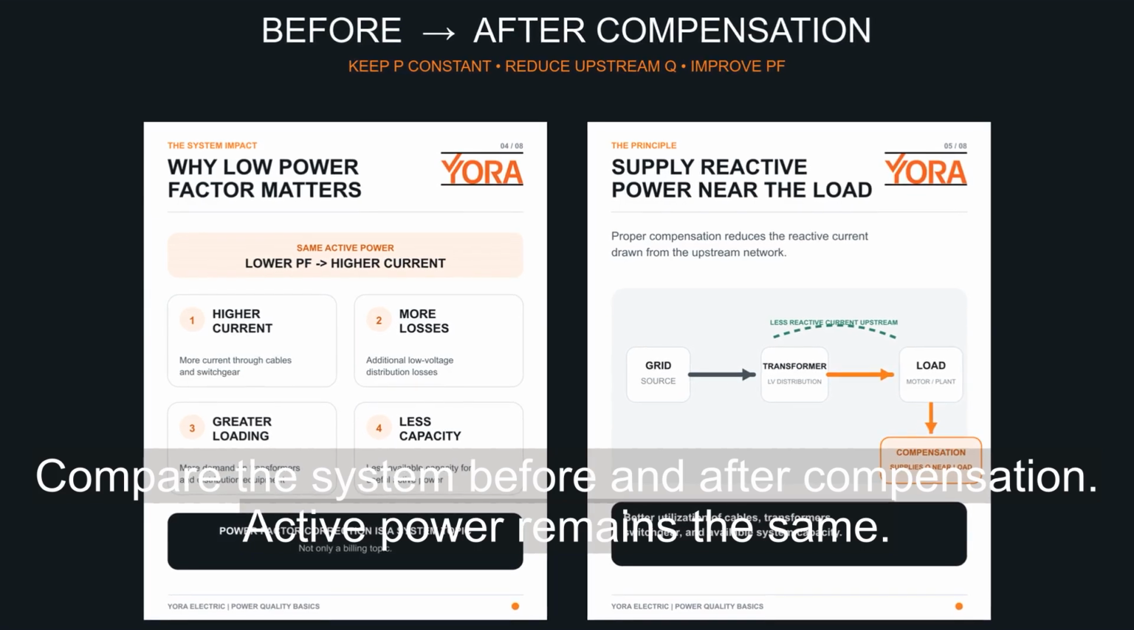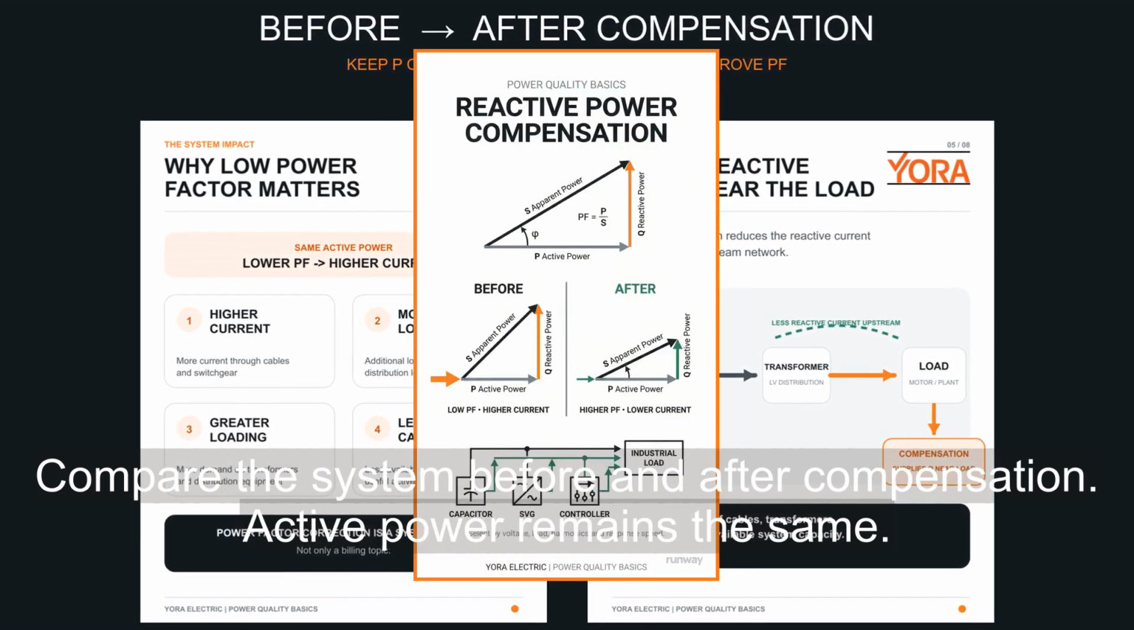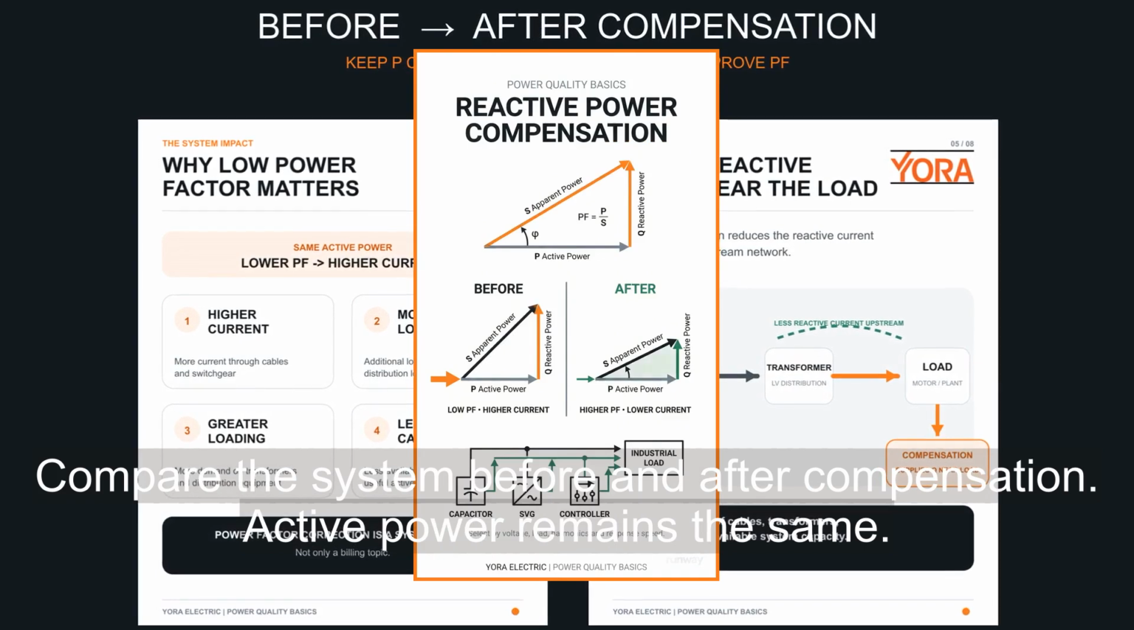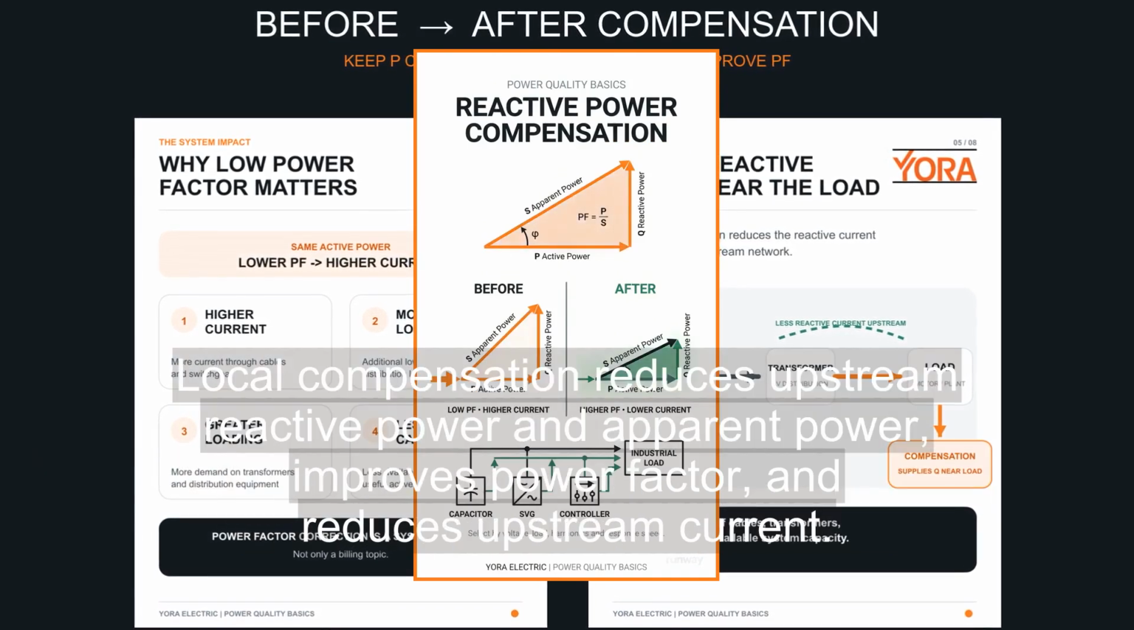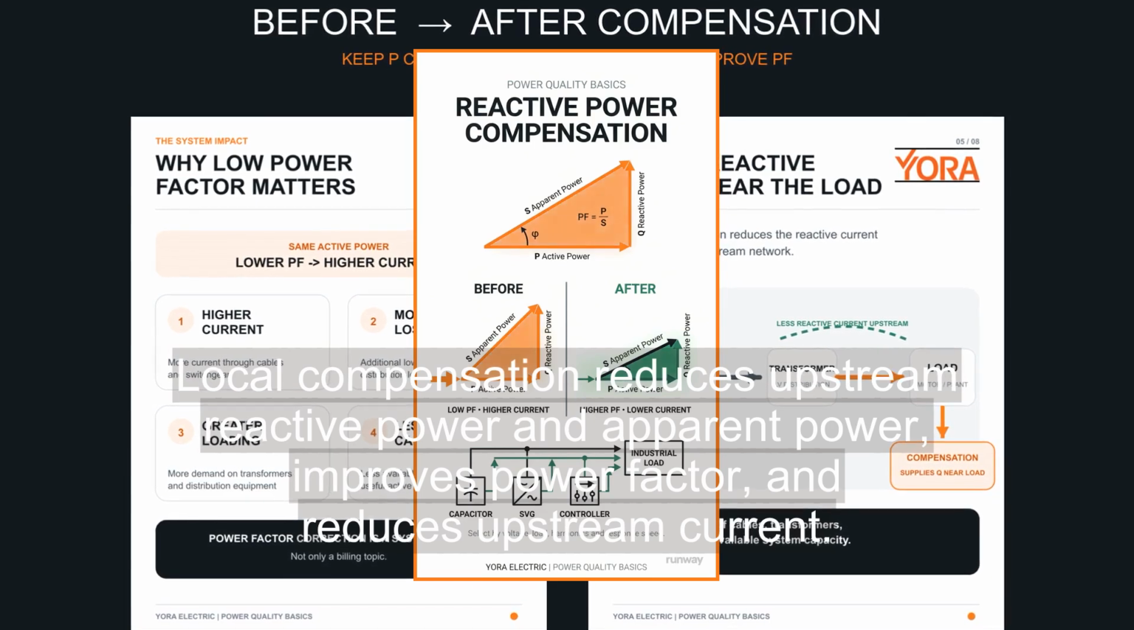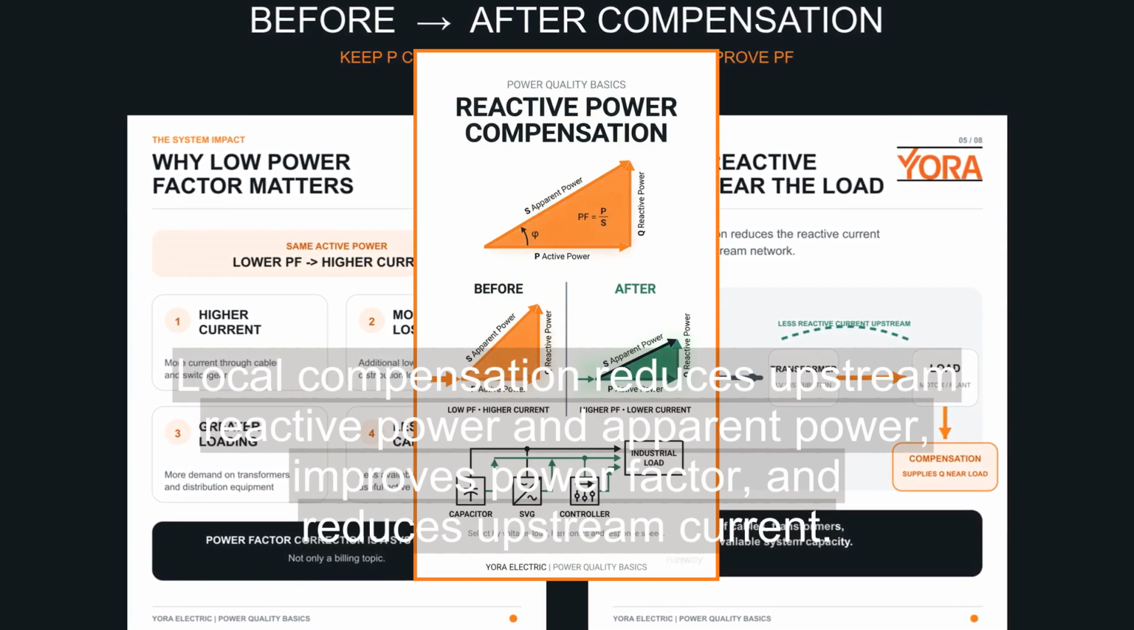Compare the system before and after compensation. Active power remains the same. Local compensation reduces the reactive power drawn from upstream, shortens the apparent power vector, improves power factor, and reduces the current carried by upstream equipment.